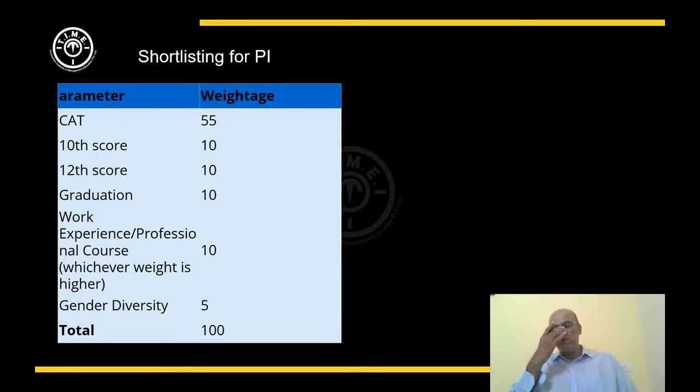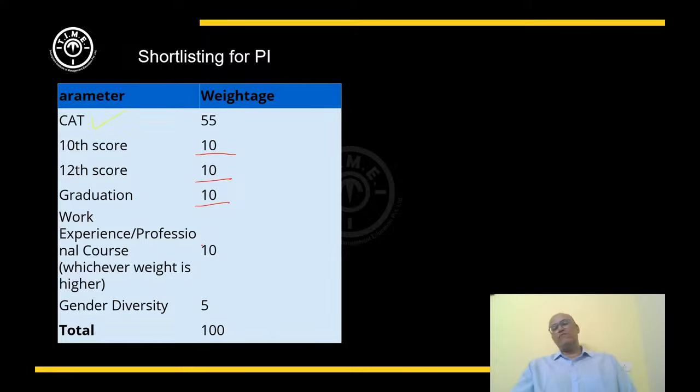So while shortlisting people for interviews, 55% weightage is given for your CAT performance. I'm sure you would agree with me, 55 is on the higher side. It's not a small amount of weightage. It's a good amount of weightage that they have kept in place. But of course, profile also plays a major role here. 10% weightage for your 10th class performance, 10% weightage for your 12th class performance, 10% weightage for your graduation performance also. And IIM Bangalore, like most of the IIMs, normalizes the performance in these exams.